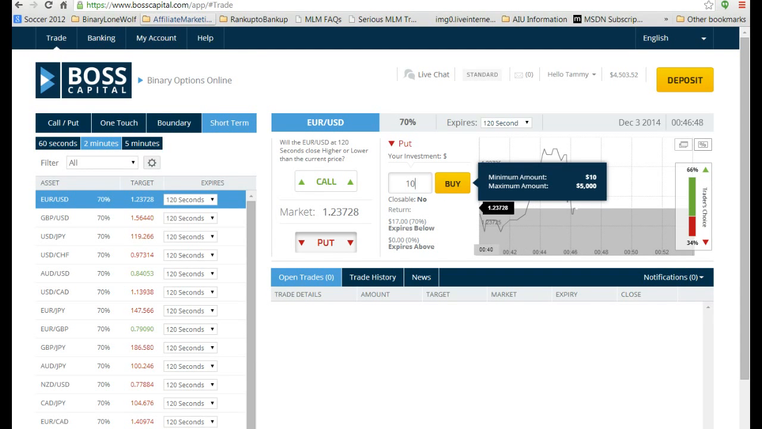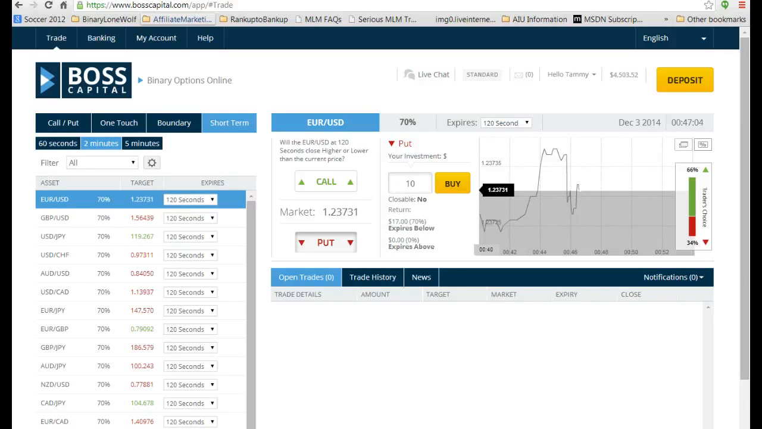The other good thing about Boss Capital is that it will show you right here what the return is if you win the trade. So for a $10 trade, you'll return 70%, so it will be $7 profit. Okay. If the trade loses, there is no money returned back to your account.